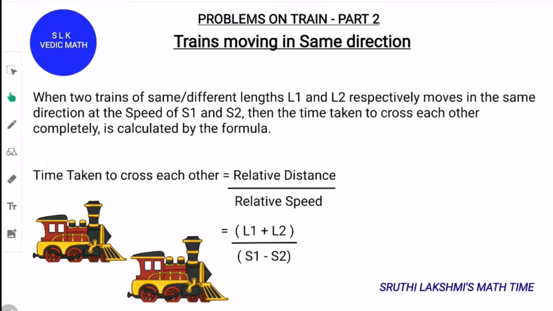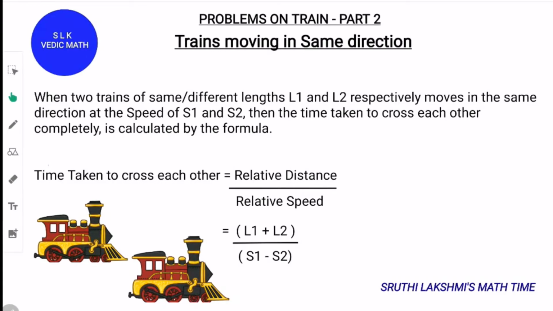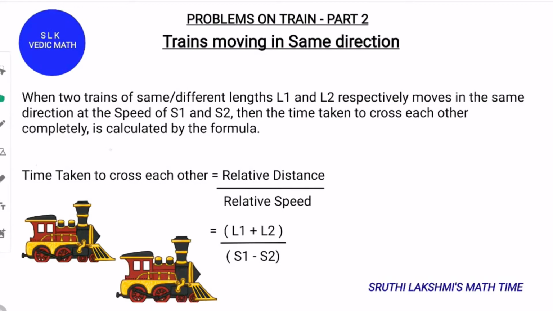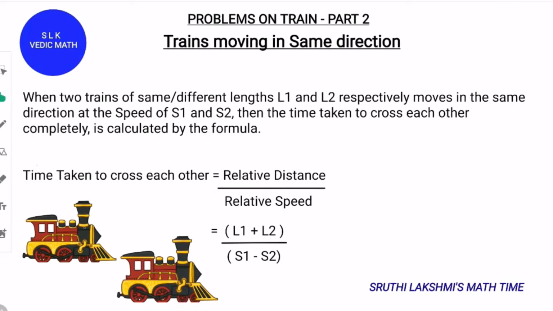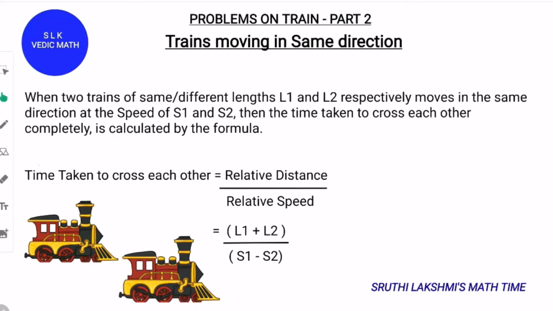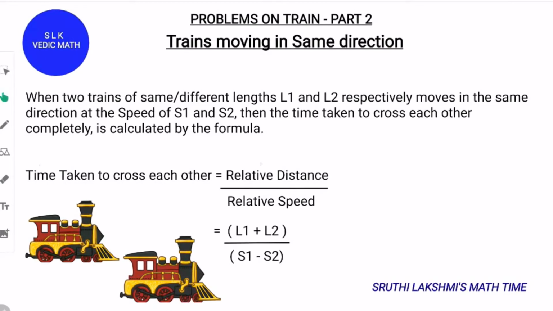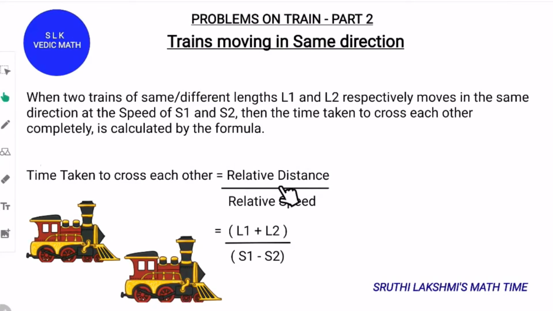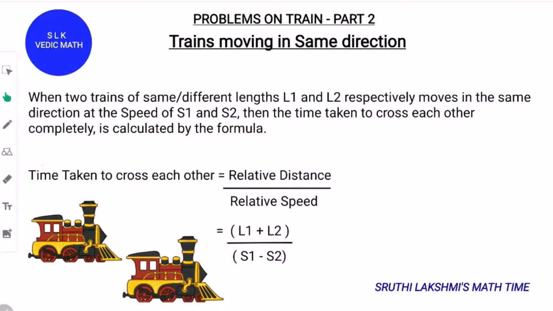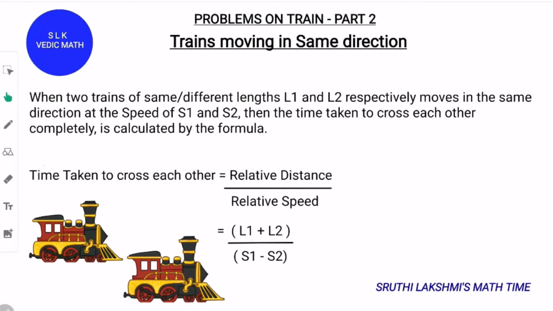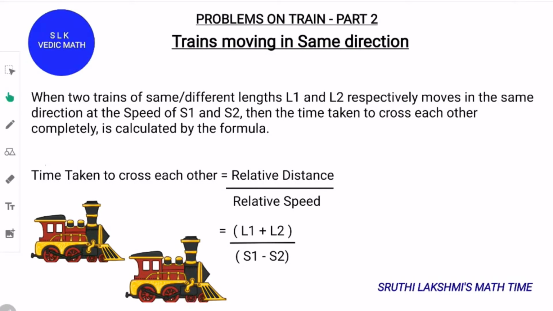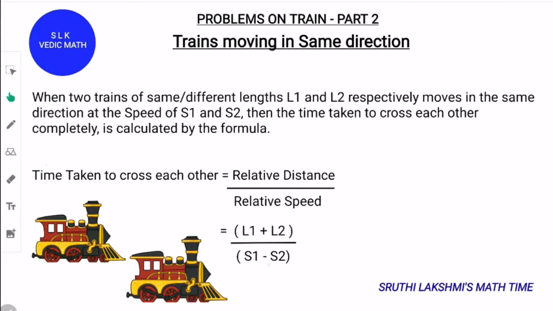Let's consider the speed of the first train as S1 and the speed of the second train as S2. Now it says the time taken to cross each other completely. So we have to find how much time it takes for these two trains to cross each other completely. So we have to do relative distance divided by the relative speed. The relative distance is the sum of both the trains' lengths, so L1 plus L2, and the relative speed is when you subtract both the train speeds, so S1 minus S2.